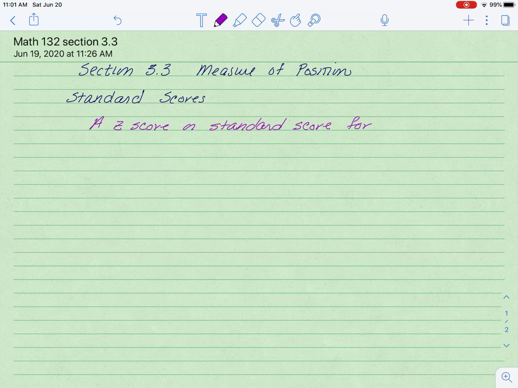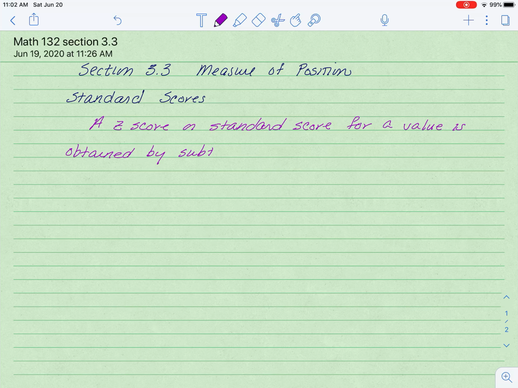for a variable, for a value is obtained by subtracting the mean from the value and dividing the result by the standard deviation.